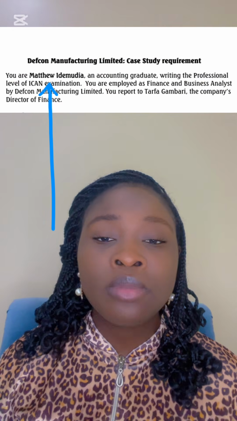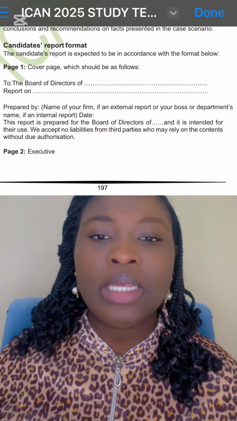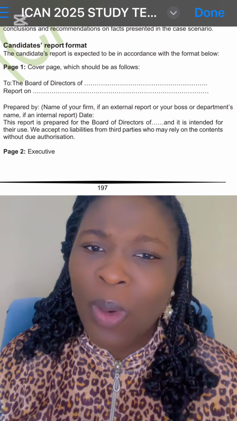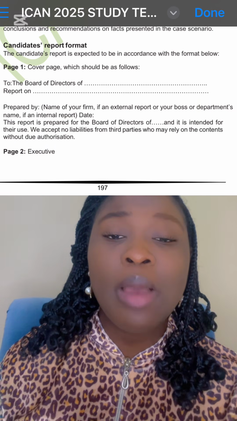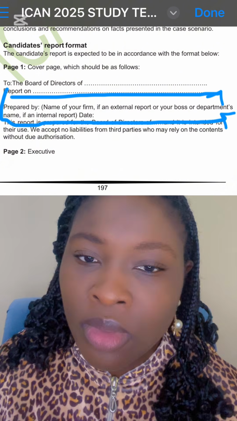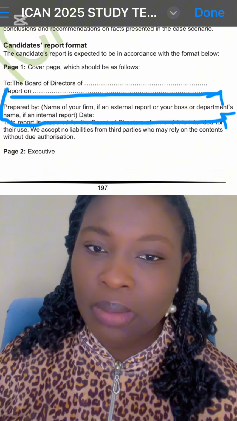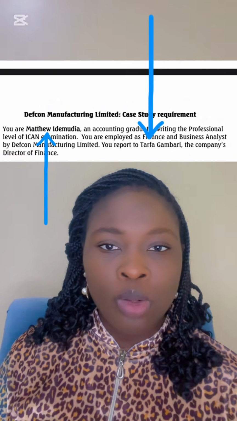Now some people ask about their own name, because in the case study examination they'll say you are Chukudi Michael, for instance. Can you see where they said put your name in this place? No, the only places they mentioned name at all were the name of your firm, and the name of your boss or department. Your boss in this case is the person you're reporting to. Look at this example. Look at your name. Look at who you're reporting to. They did not say put your name. They said put the name of your boss or your department. So be careful of that. If you put any other thing apart from that, that's an error.